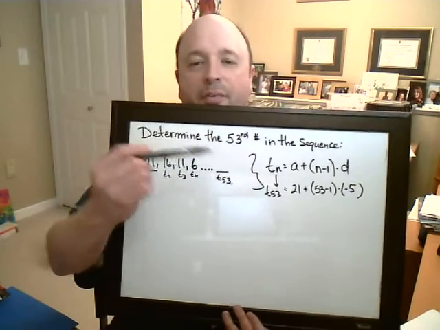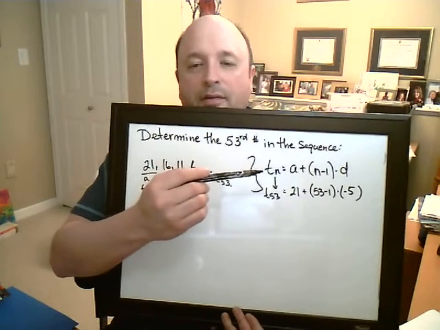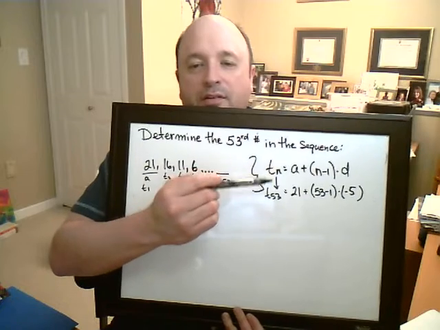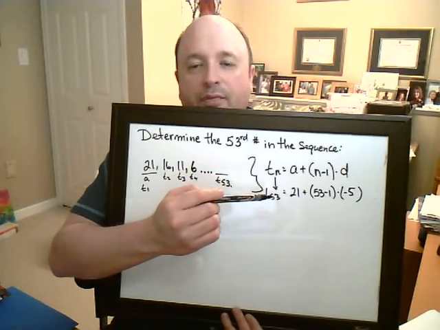Okay, so it's an arithmetic sequence. You've got to make sure you get the right formula. I'm asking for T53, the 53rd term. So that's a little clue as to what your n will be, right? Sometimes they write it for you there.